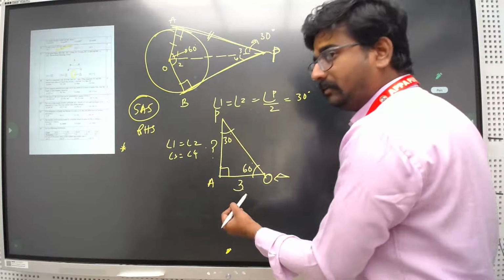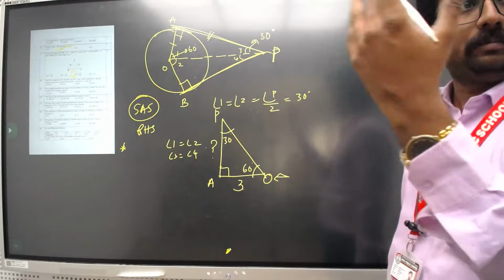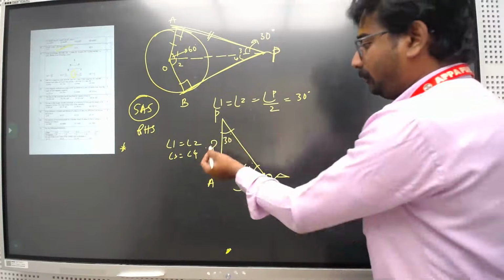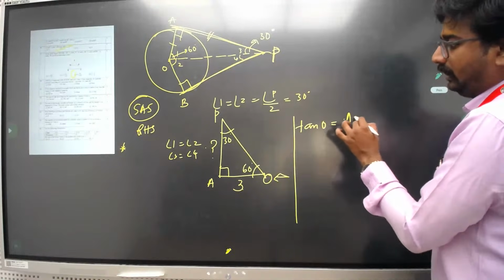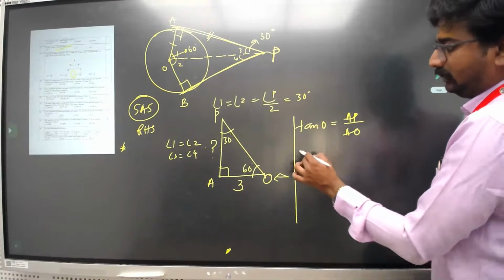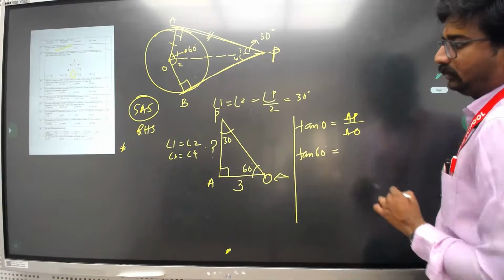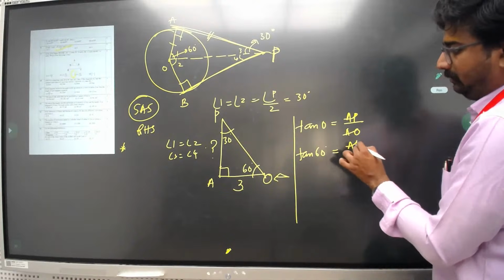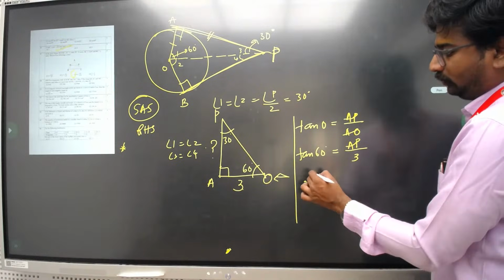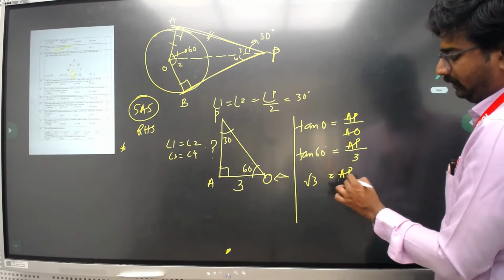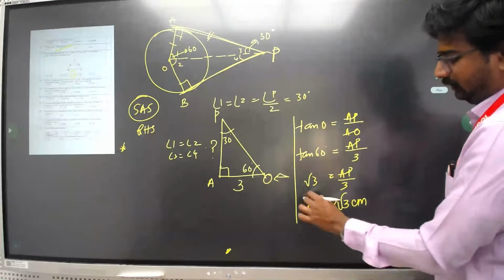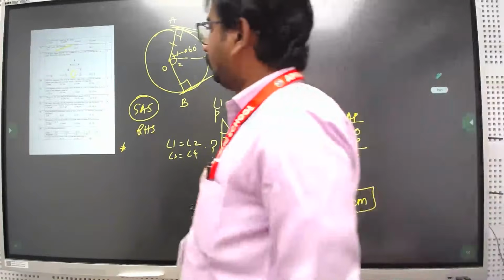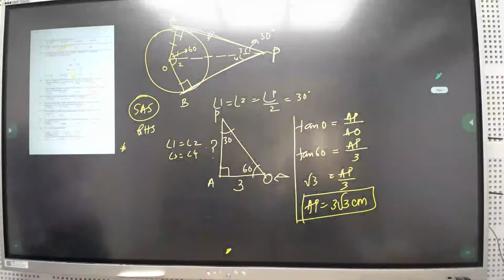Tan is perpendicular by base. Those who took perpendicular and base, it is tan only. Opposite and adjacent. So tan theta is equal to AP by AO. Tan 60 degree is equal to AP by radius, which is 3. Root 3 is equal to AP by 3. So what is your value of AP? 3 root 3 centimeter. Option number D. Option will be D.